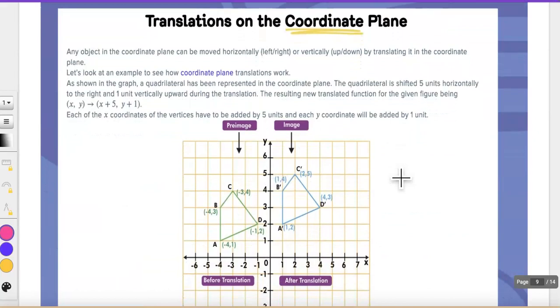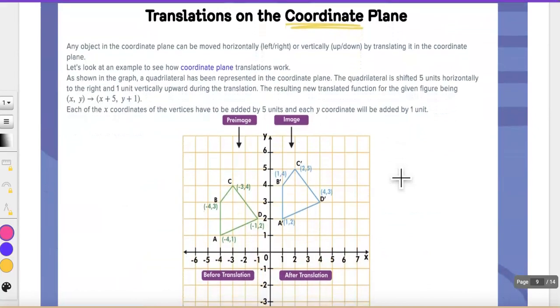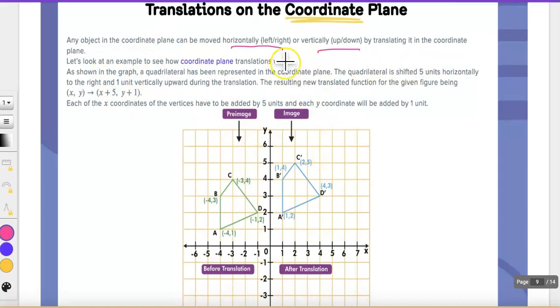Now, what happens on the coordinate plane? Any object in the coordinate plane can be moved horizontally, left or right, or vertically up and down by translating in the coordinate plane. Okay, so this is an example over here. Alright, so what has happened over here? The quadrilateral ABCD is shifted 5 units horizontally. Horizontally means in this direction.